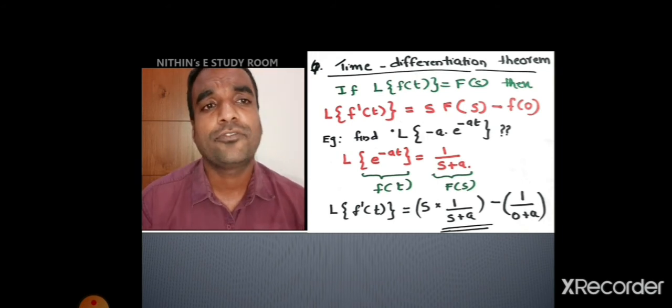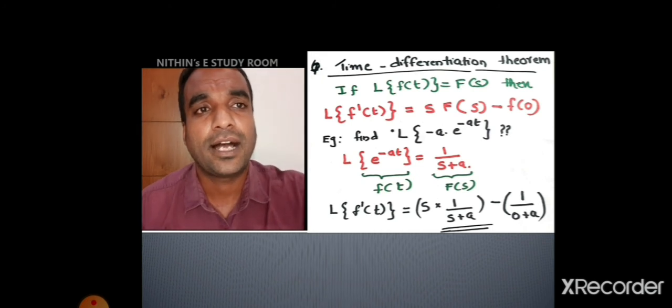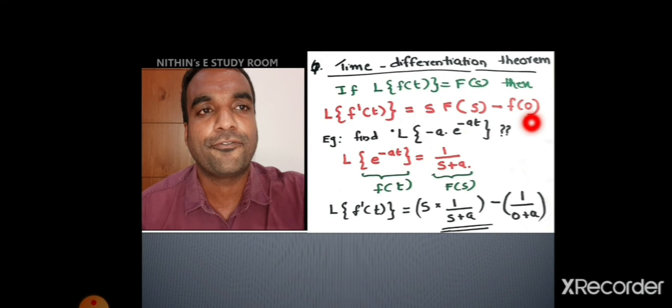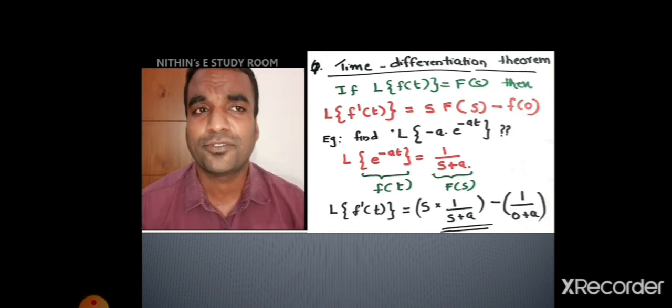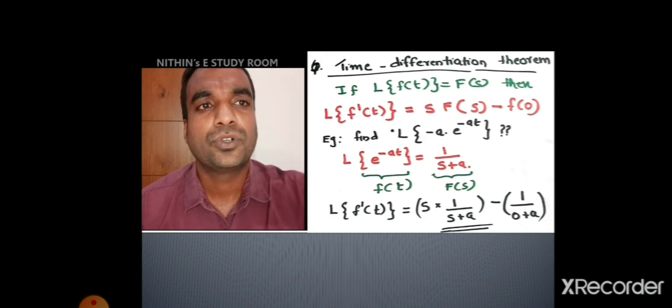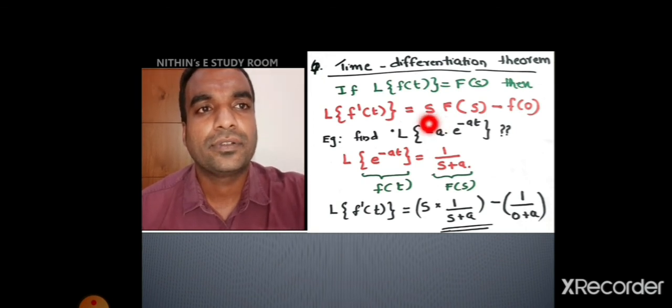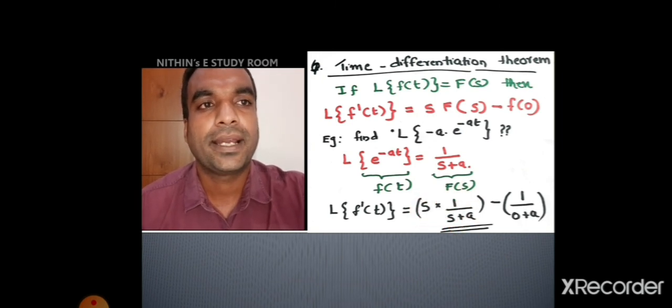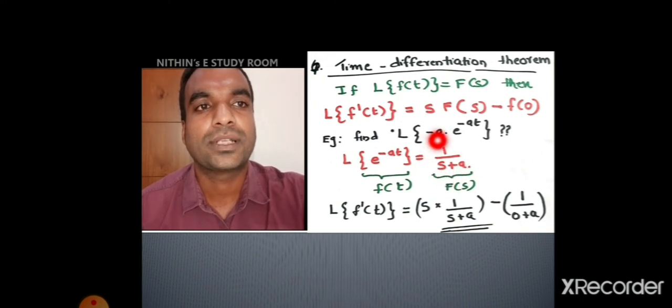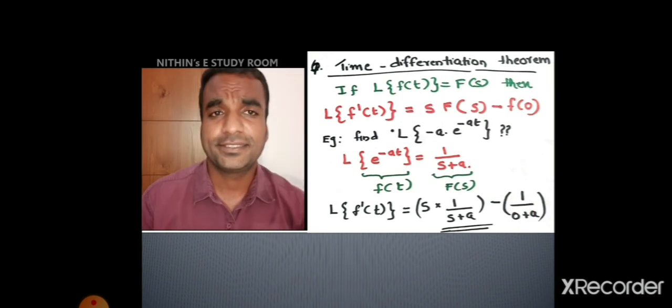Then L of f dash of t is, as per our basic equation, s into f of s minus f of 0. f of 0 is, put s is equal to 0 in the f of s equation. That's it. So, s into f of s. Here s into basic f of s is 1 by s plus a minus f0. f0 is, in this basic f of s, put s is equal to 0. That is 1 by 0 plus a. This is the answer.